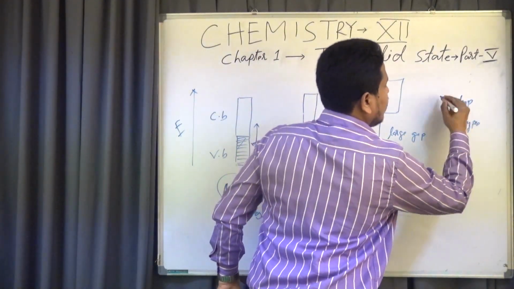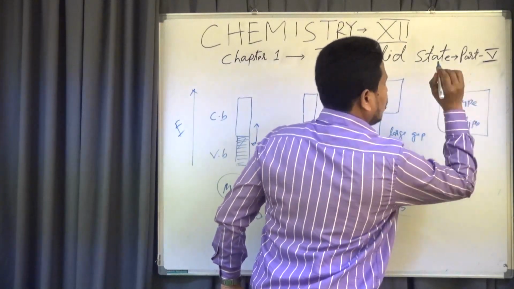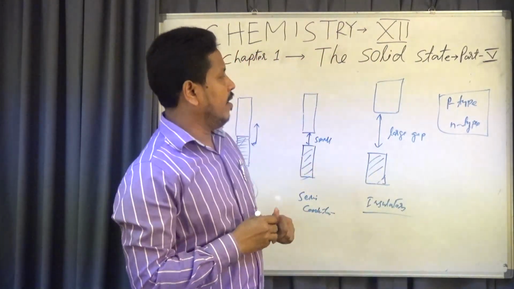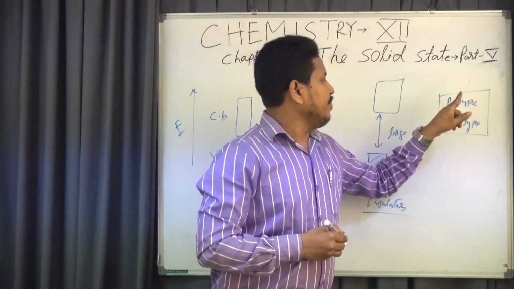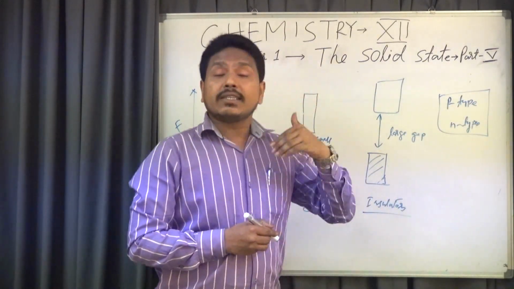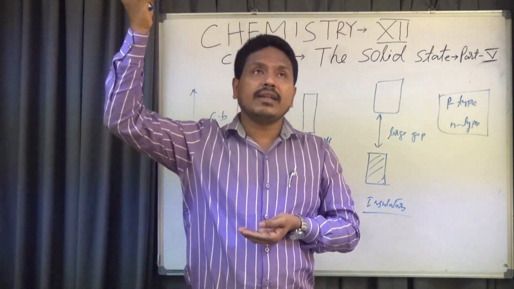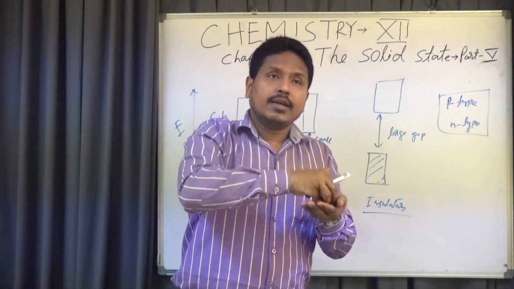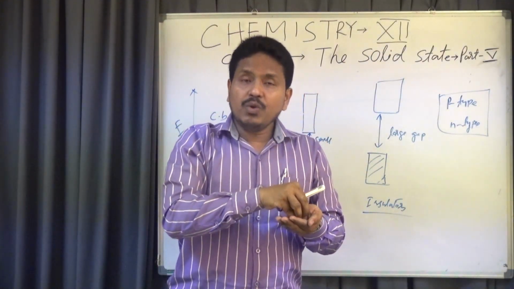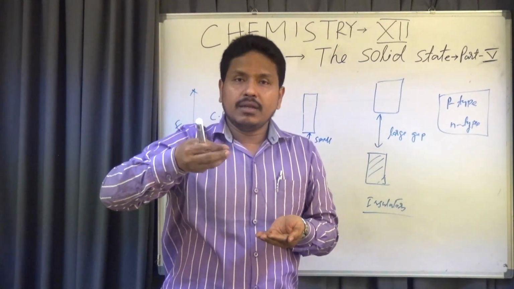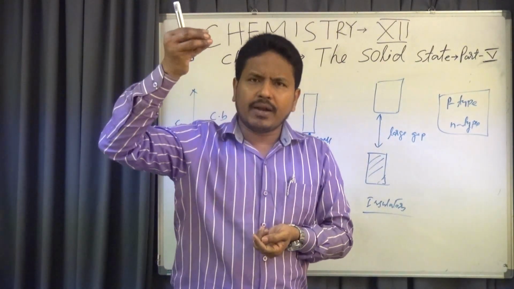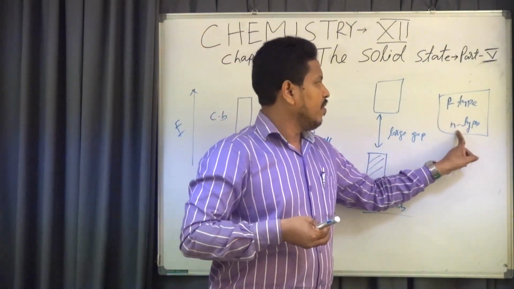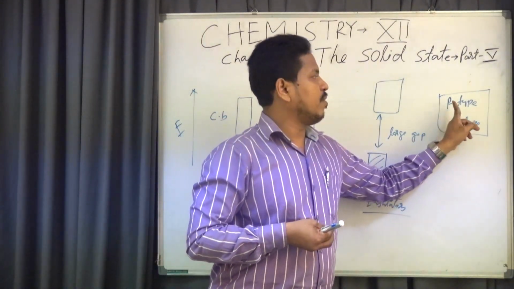Very important, students, for the board exam. In physics also it will be discussed. P type and N type semiconductors are extrinsic semiconductors. A foreign material impurity is added to our solid. Due to the presence of the impurity dopant, it will behave as a good conductor. Depending on the nature of the dopant, these are N type, N for negative, and P type, P for positive.